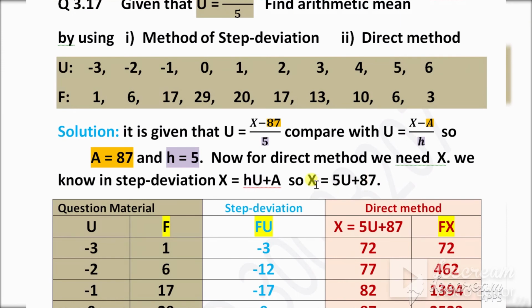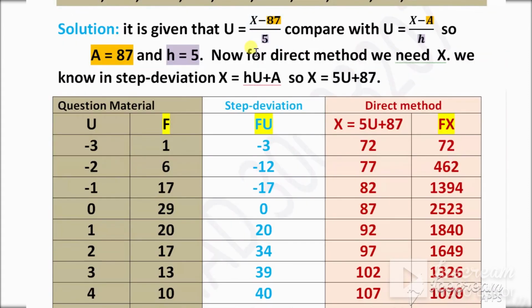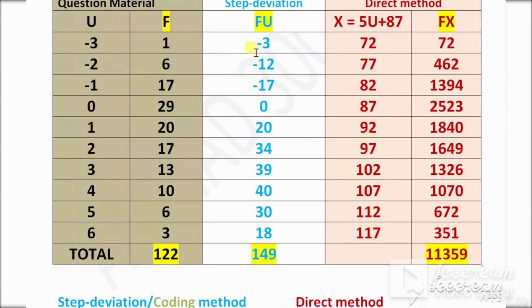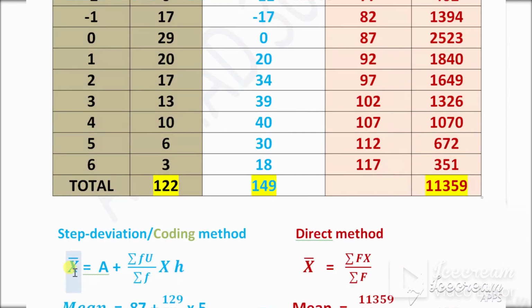So how to find x? We will use x equal to 5u plus 87. It means multiply each number of u with 5 and then add 87, and we will get x. So first we have to use the step deviation method formula. What is the formula for step deviation? The formula is x bar is equal to a plus summation fu divided by summation f, multiplied by h. So according to the formula, first we have to find fu.